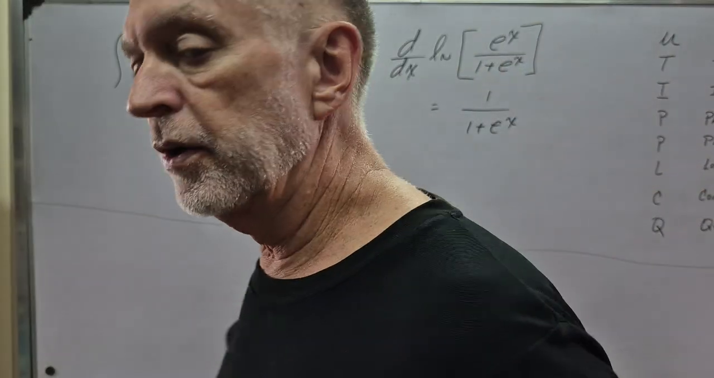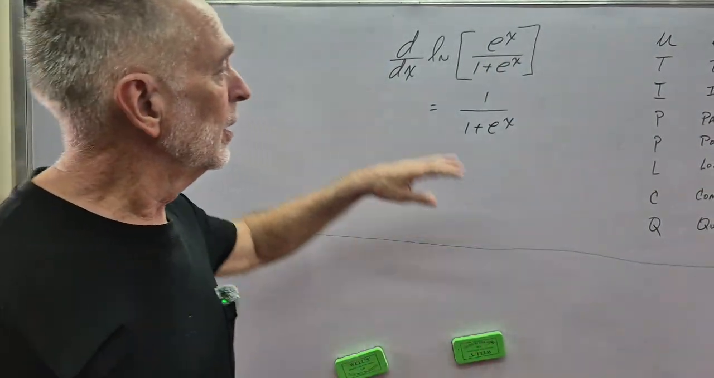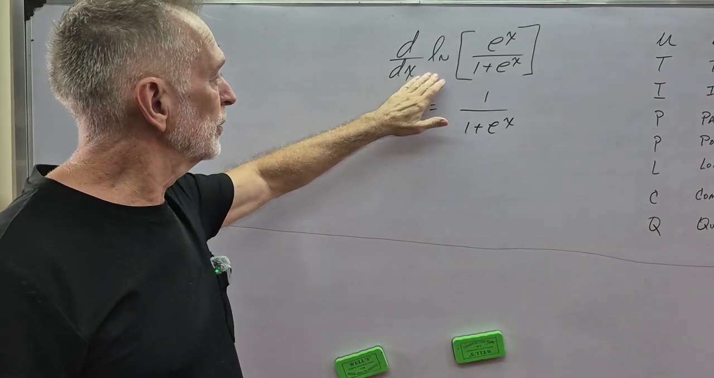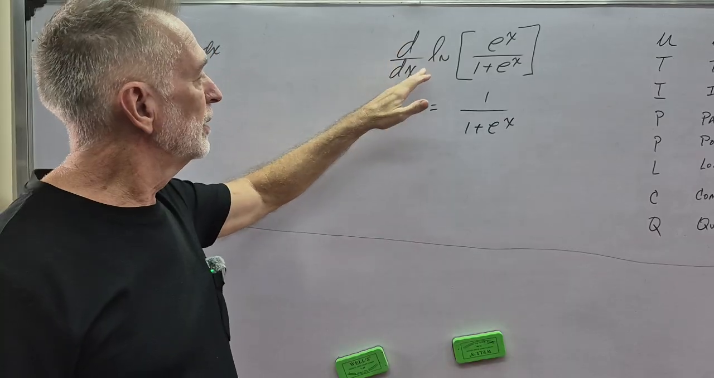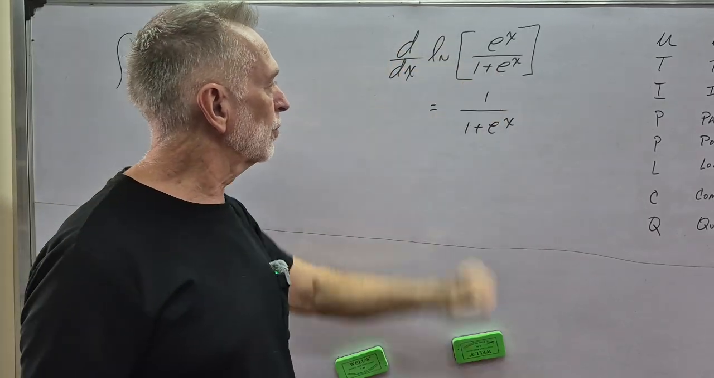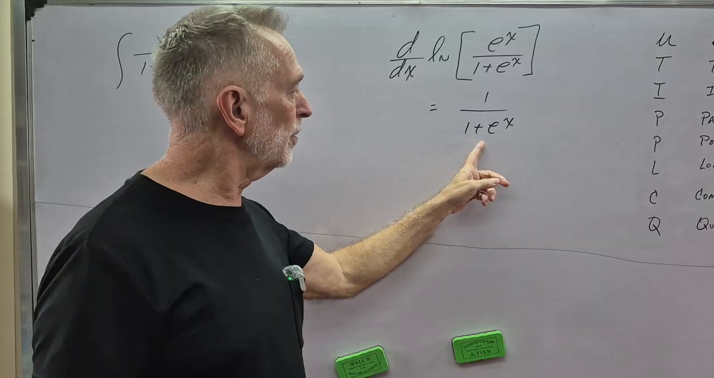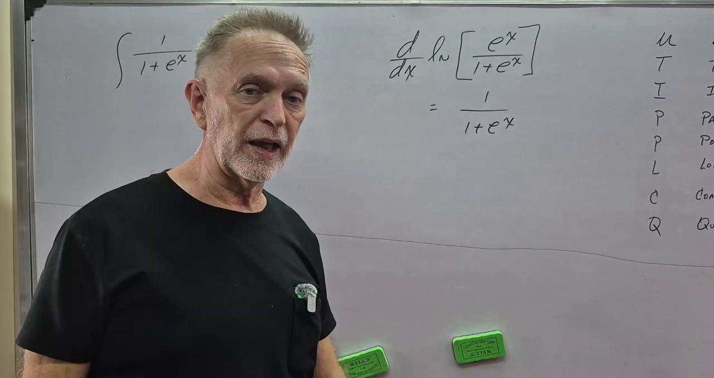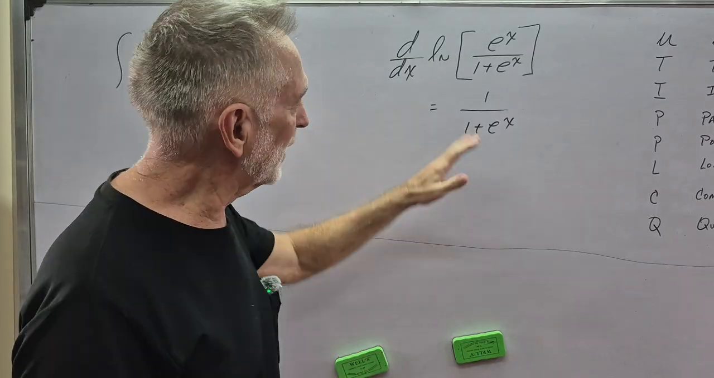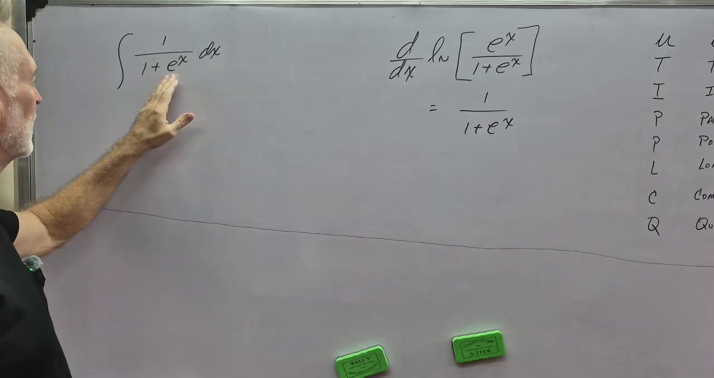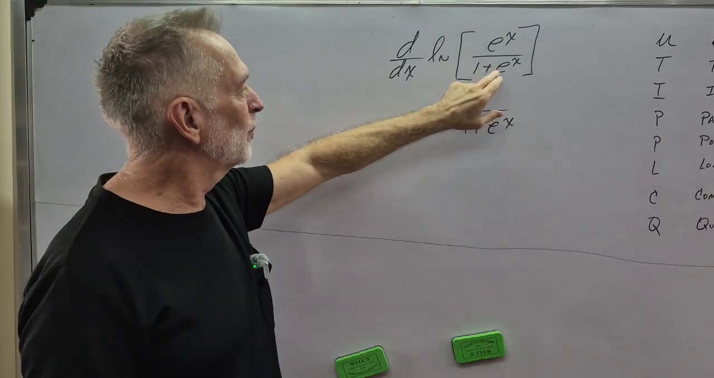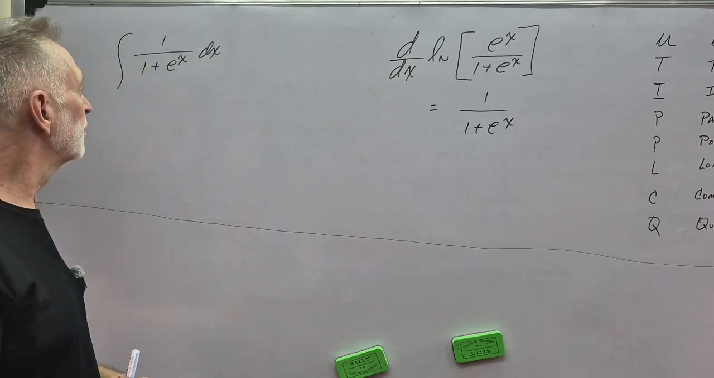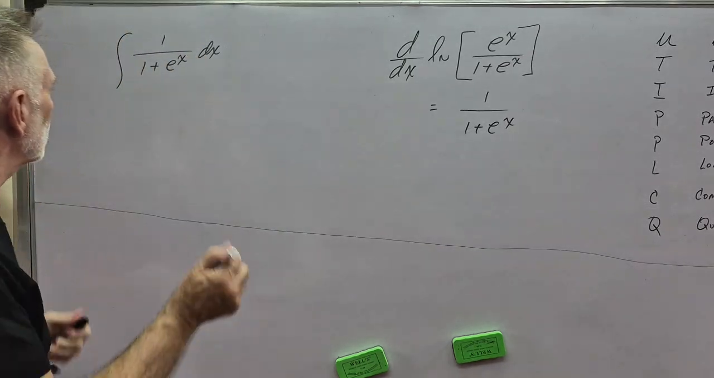Hey guys, Dr. Brown here, and just a few moments ago we performed a differentiation on this function. We took the derivative of the natural log of e to the x over 1 plus e to the x, and we ended up with 1 divided by 1 plus e to the x. In this video, we're going to integrate that and see if we come up with what we started with in the previous video on differentiation. All right, so how are we going to handle this?